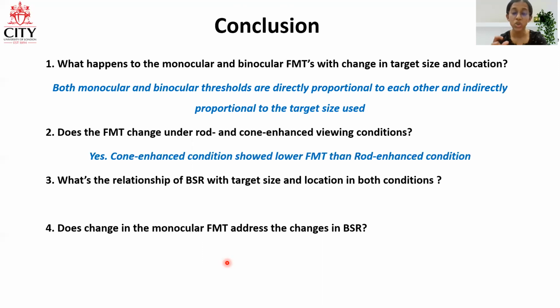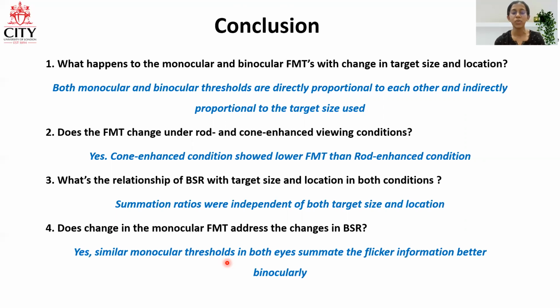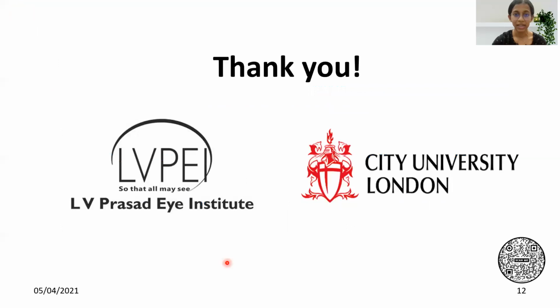And the FMTs do change between the two optimized conditions. The cones were more sensitive than the rods, and the BSR remained independent of both target size and location. They did not follow a specific trend as we hypothesized. And the change in the BSR could be attributed to the interocular difference regardless of what the monocular FMTs or the monocular thresholds were. So similar monocular thresholds in both the eyes would summate the flicker information better binocularly. Thank you.